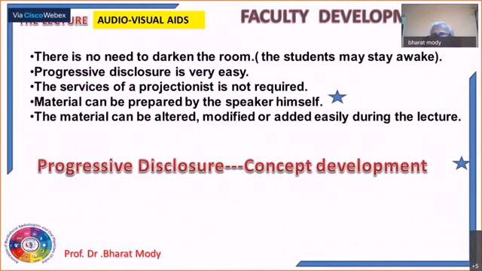Progressive disclosure is possible with your OHP. On your OHP sheet you can keep a blank sheet of paper that will block the light from coming, and then slowly you slide the paper down. So progressively, suppose you are drawing a flow chart, then one by one that flow chart matter can be explored. So, progressive disclosure.